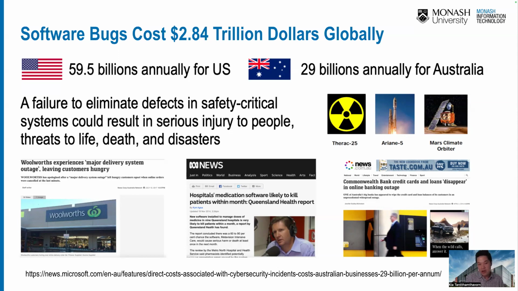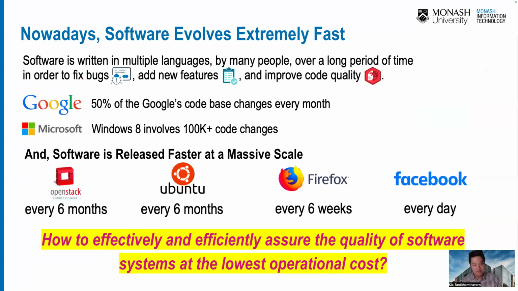right? Because software has been used in different sectors and different domains, not just the online shopping system, but also in the hospital area, digital health area, in space, in rocket systems. So a failure to eliminate the defects in a safety critical system could result in serious injury to people, threats to life, death, or disaster as well. Okay.